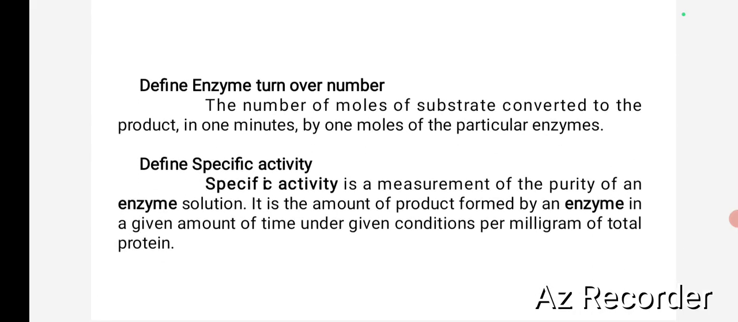The third enzyme unit is turnover number. It is the number of moles of substrate converted to product in 1 minute by 1 mole of a particular enzyme.